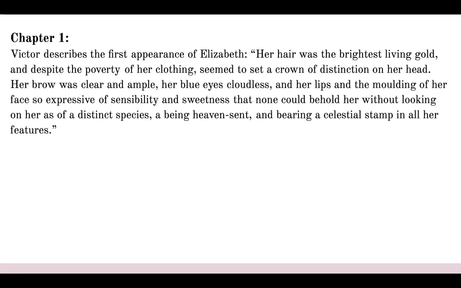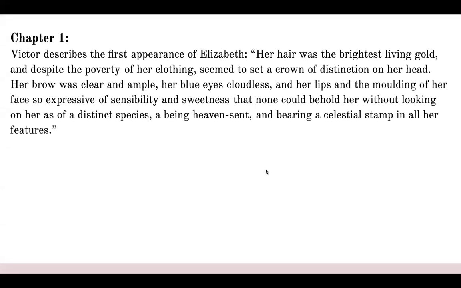Her brow was clear and ample, her blue eyes cloudless, and her lips and the molding of her face so expressive of sensibility and sweetness that none could behold without looking on her as of a distinct species, a being heaven-sent, and bearing a celestial stamp in all of her features.